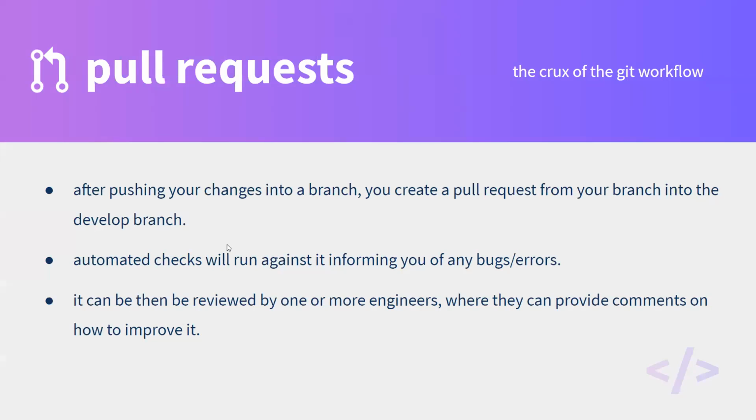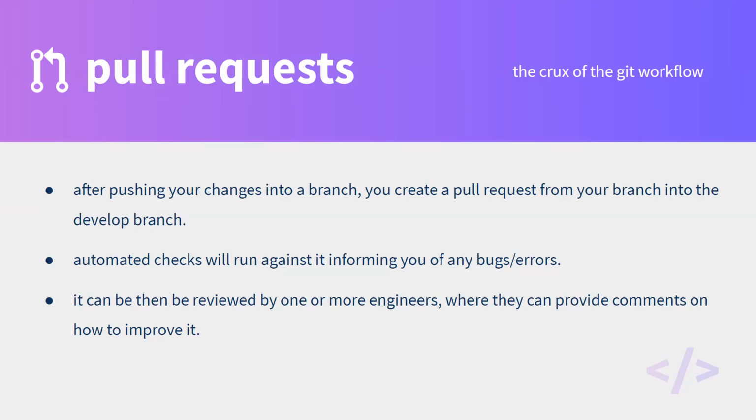So pull requests. This is the crux of the Git workflow. After pushing your changes into a branch, you create a pull request. It's also called a merge request on GitLab. What's the one for Atlassian? I forget the name. Oh, Bitbucket. It's also called a merge request on Bitbucket. From your branch into the develop branch.